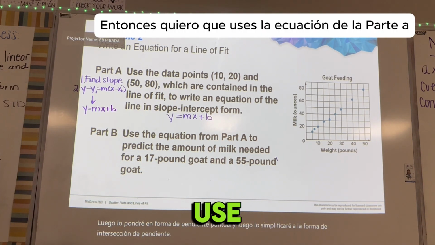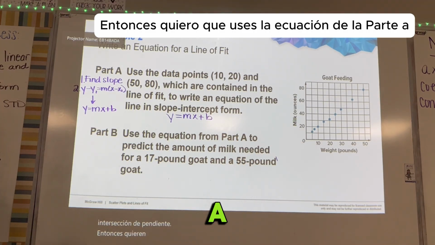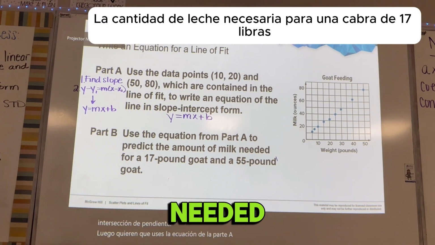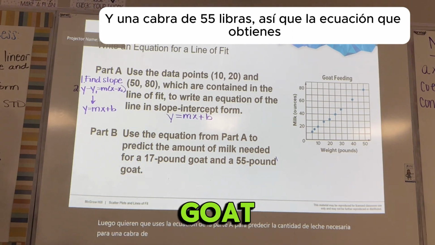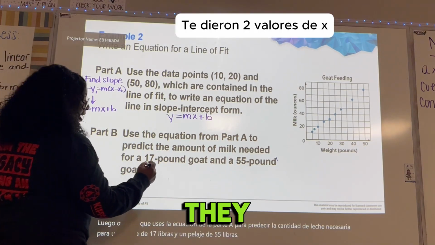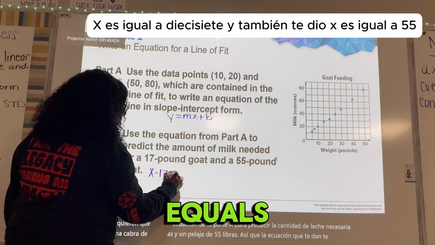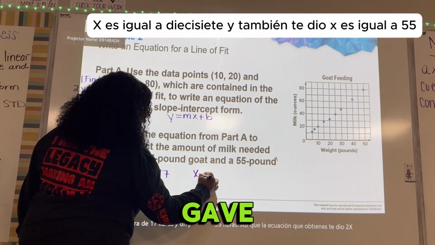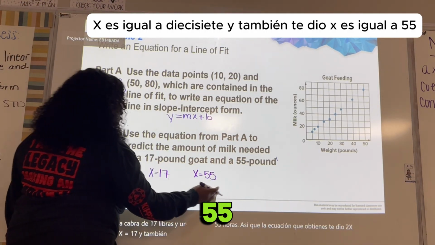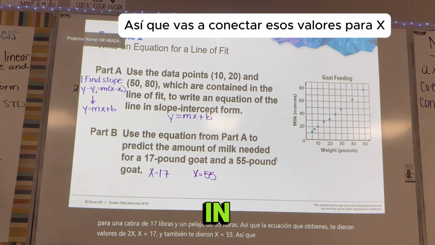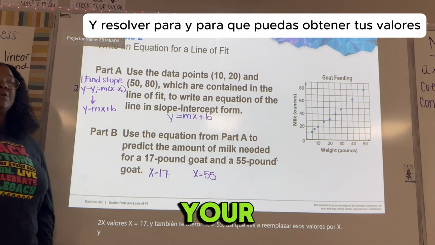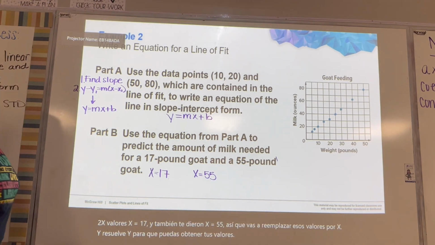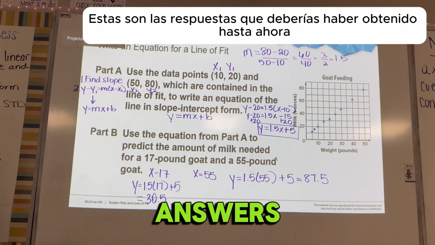Then they want you to use the equation from part A to predict the amount of milk needed for a 17-pound goat and a 55-pound goat. So the equation you get, they gave you two x values, x equals 17, and they also gave you x equals 55. So you're going to plug those values in for x and solve for y so you can get your values. And these are the answers you should have gotten.